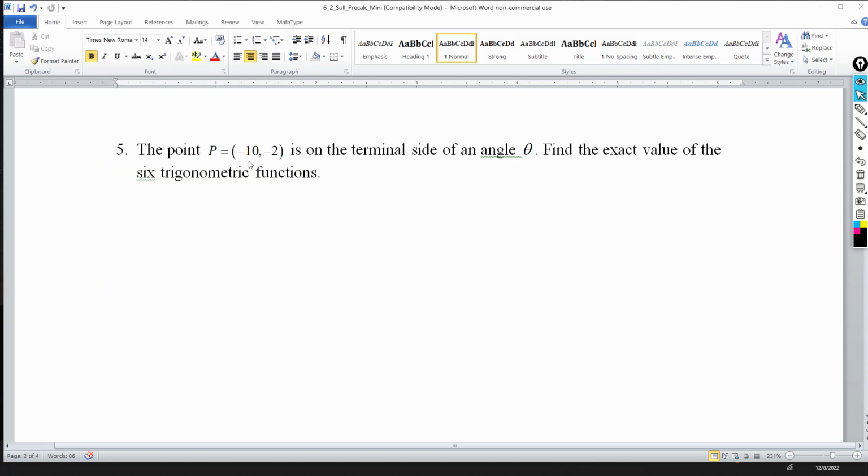The point -10 and -2 is on the terminal side of angle theta. Find the exact value of the 6 trigonometric functions. Quadrant 3. So let's say this point right there is the point -10. We go -10 over, and then -2 down. It is on the terminal side of angle theta. Find the exact value of the 6 trig functions.